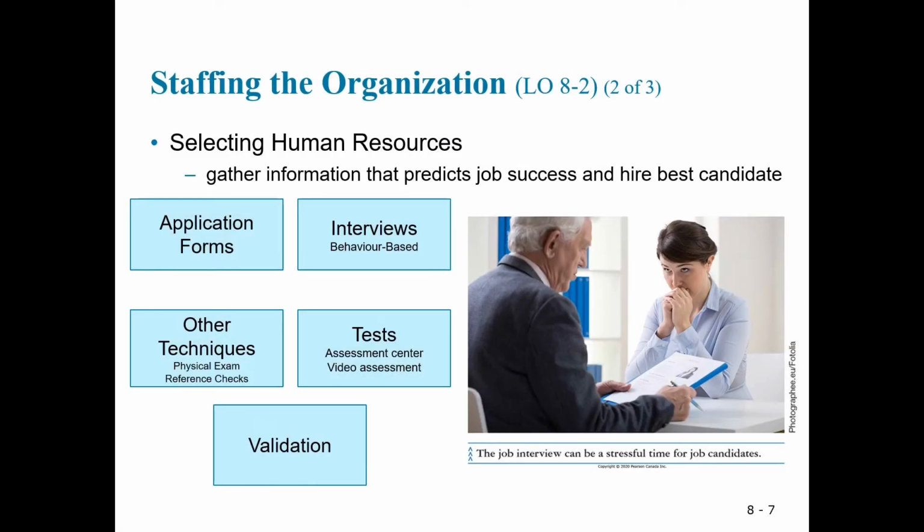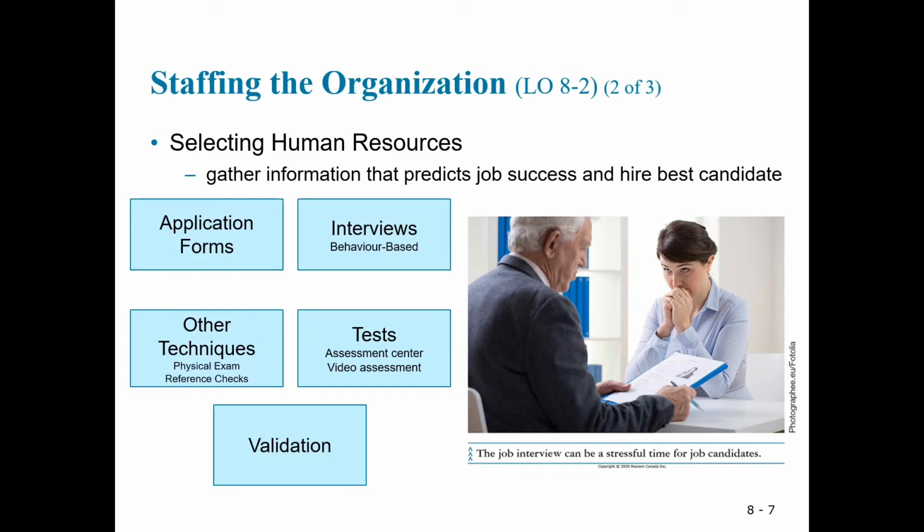Selecting human resources. Once the recruiting process has attracted a pool of applicants, the next step is to select someone to hire. This involves gathering information from the applicants that will predict their job success and then hiring the candidate that is most likely to be successful. To reduce the element of uncertainty, managers use a variety of techniques. Each organization develops its own mix of selection techniques and may use them in almost any order.